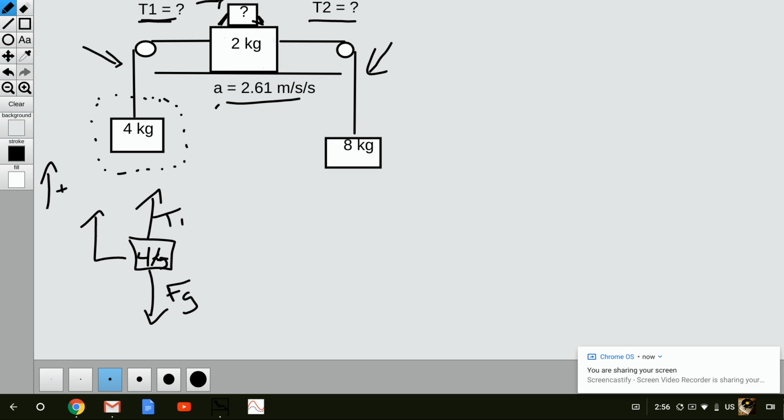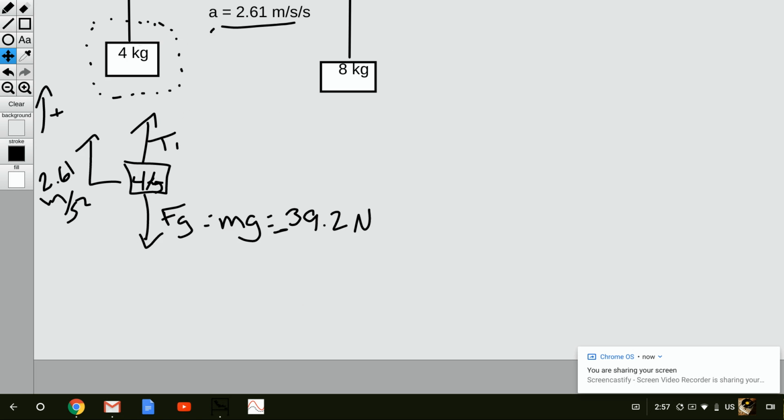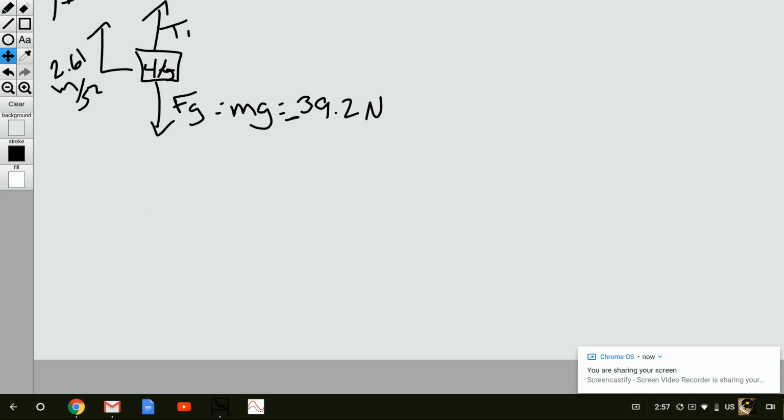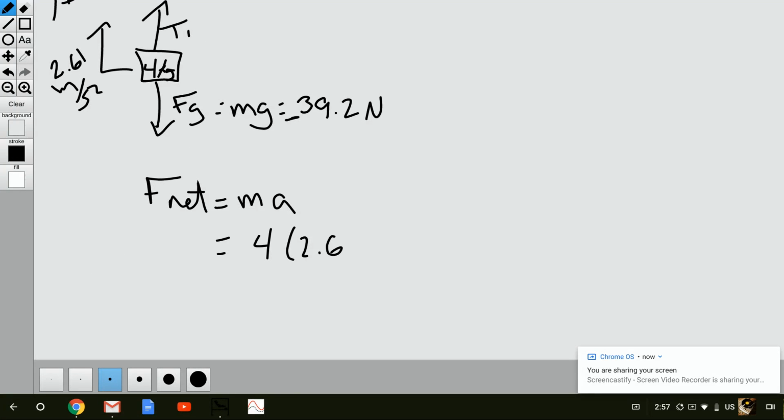For this side, up is positive, so that's 2.61 meters per second squared. The force of gravity would just be mg, which in this case would be 4 times 9.8. So that is 39.2, and that's going to be negative. All we really need to do at this point is run it through the second law to figure it out. So now we just need to do F net equals ma, where the mass is 4 and the acceleration is 2.61.